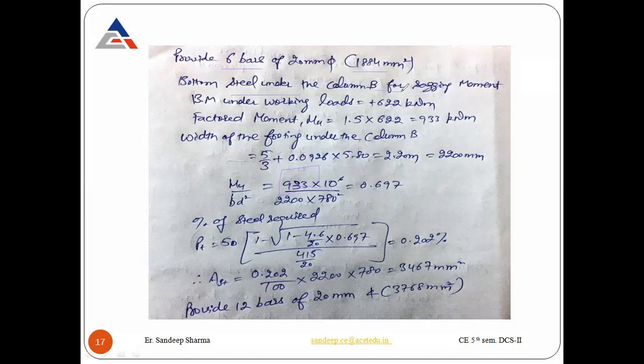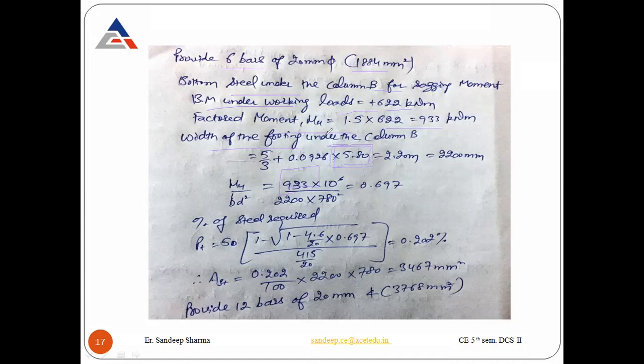The bottom steel under the column B for the sagging moment: the bending moment under the working load is 622 kilonewton meter, and the ultimate moment we have is this one. So again, for the width of the footing under the column B, we need to consider the X distance from the left edge of the footing, that is 5.80 meter. The center distance between the columns is 5 meter, and 0.80 is the projection from the left edge. So the total X distance up to the axis of the column B is 5.80. So that we need to consider.